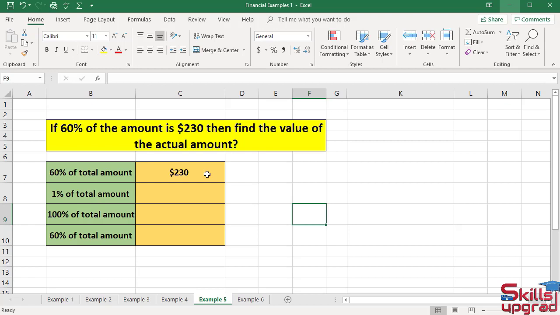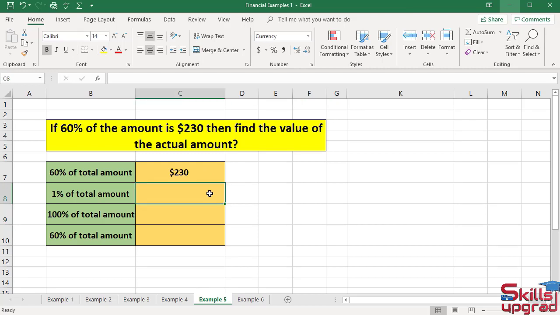So what is the unitary method? First divide the 60% of total amount by 60. Then multiply that value by 100. You will have the actual amount. Active cell reference C8.